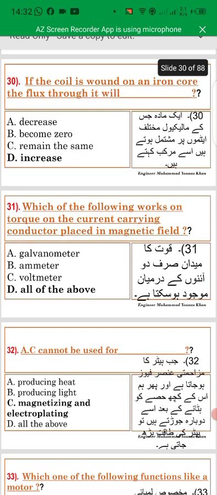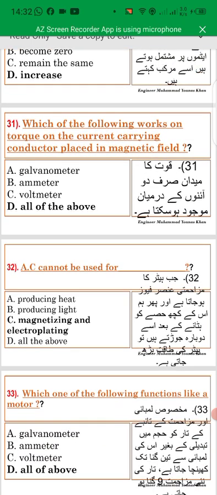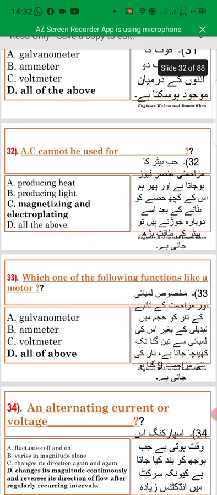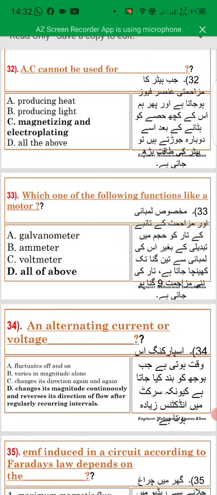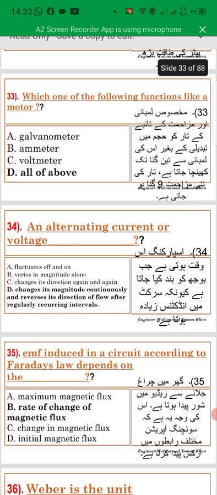Which of the following works on torque on a current carrying conductor placed in a magnetic field? Galvanometer, ammeter, voltmeter, all of the above. AC cannot be used for magnetizing and electroplating. Which one of the following functions like a motor? Galvanometer, ammeter, voltmeter, all of the above.